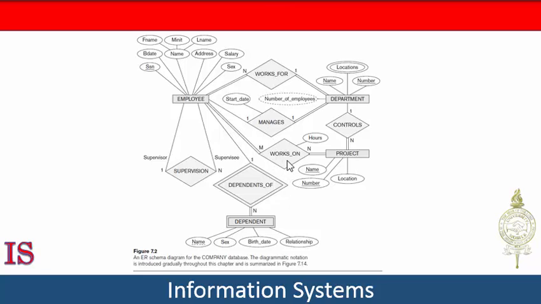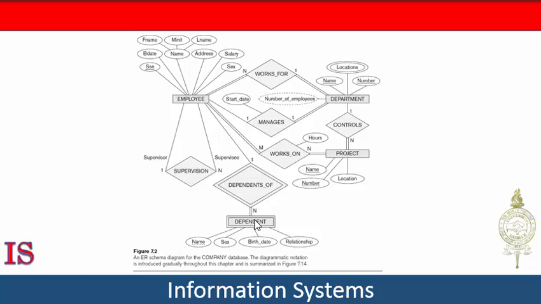The works on relationship type between employee and project is determined to be many-to-many with an attribute of hours after the users indicate that projects can have several employees working on it. Both participations are determined to be total, meaning that every employee must work on at least one project, and every project must have at least one but can have many employees.